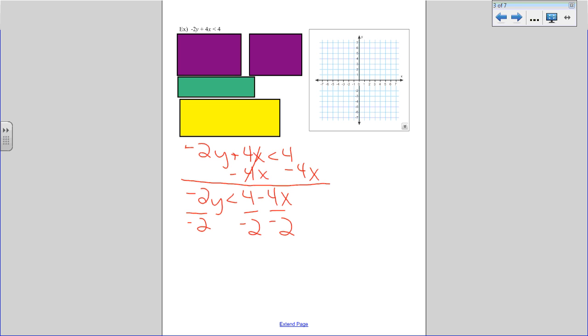It has to do with inequalities. Every time we have an inequality, if I divide by a negative, I have to reverse that inequality. So I'm going to have y is greater than -2 plus 2x.